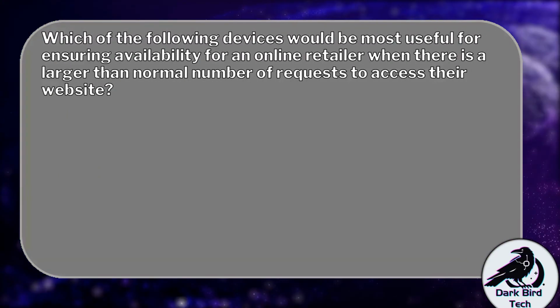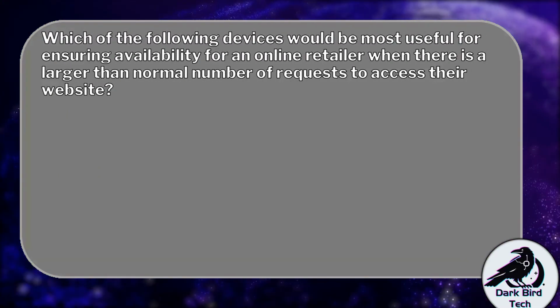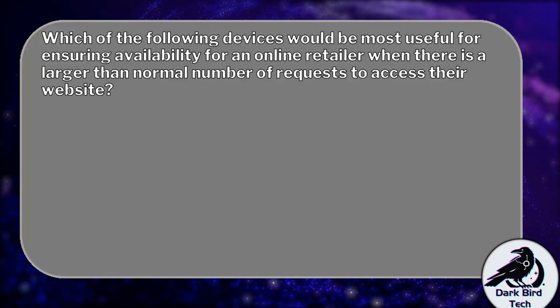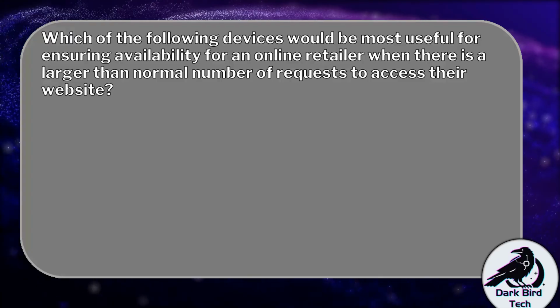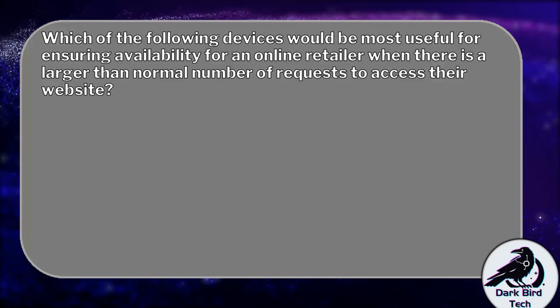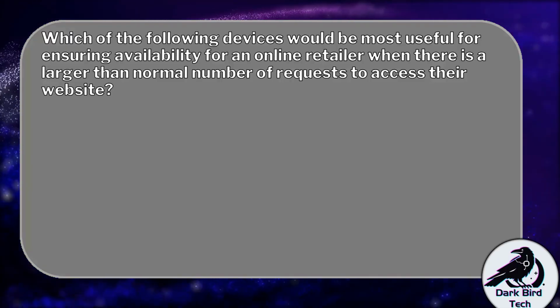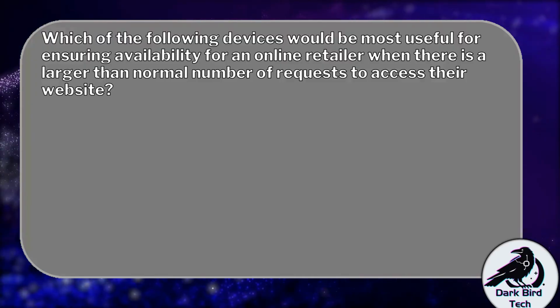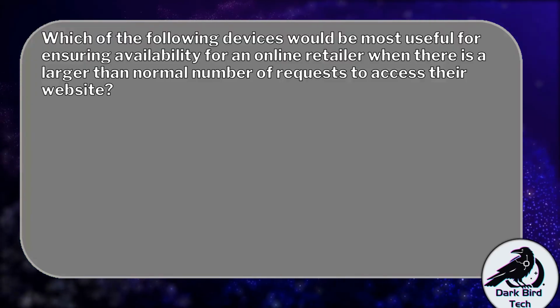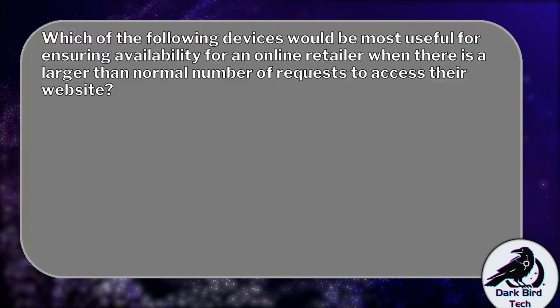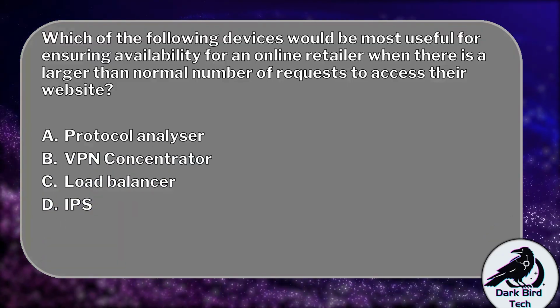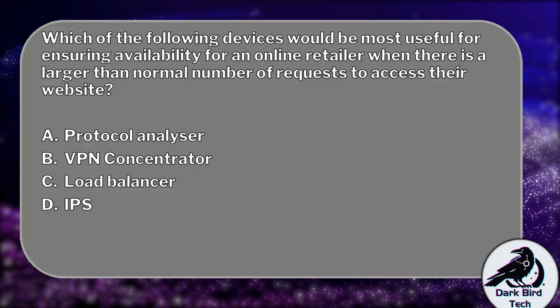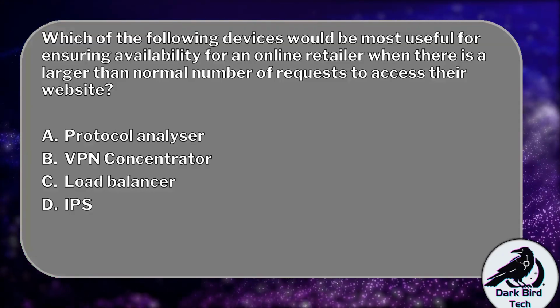Next up, which of the following devices would be most useful for ensuring availability for an online retailer when there's a larger than normal number of requests to access their website? So I'll give you a chance to think about the options you want to see here. Pause if you have to. But the options are protocol analyzer, VPN concentrator, load balancer, or an intrusion prevention system, or IPS.